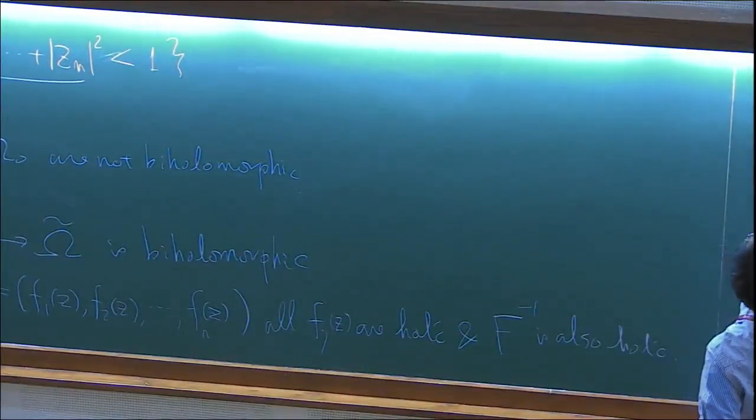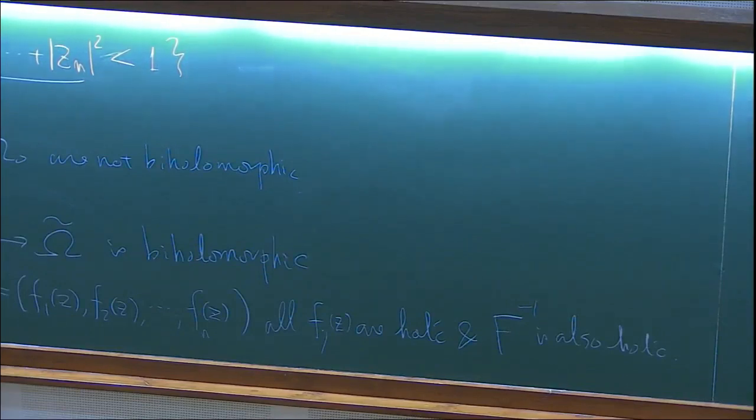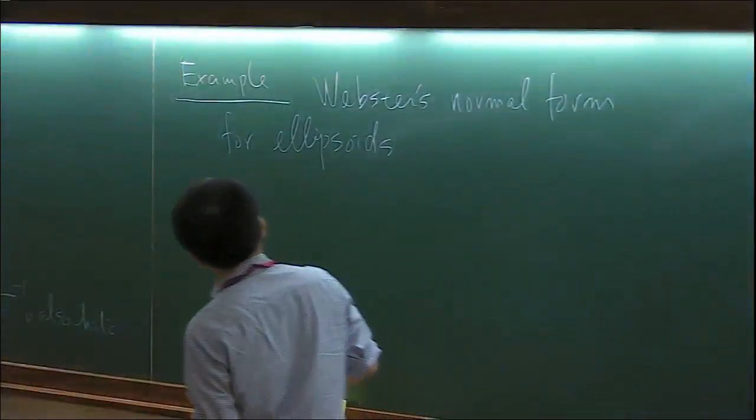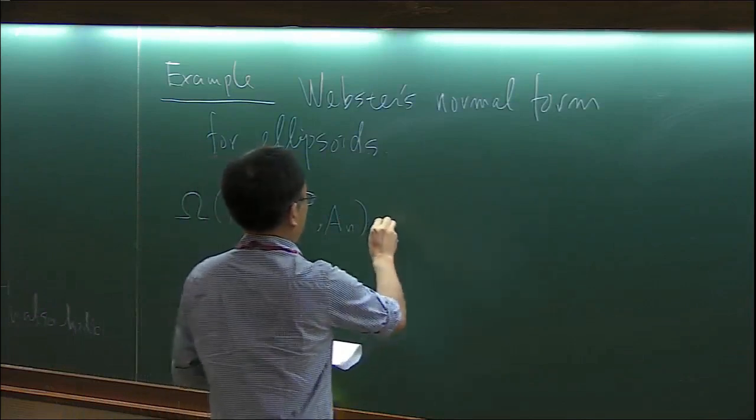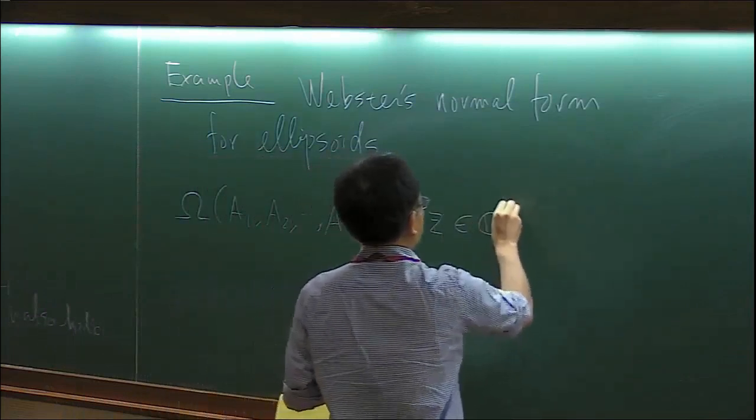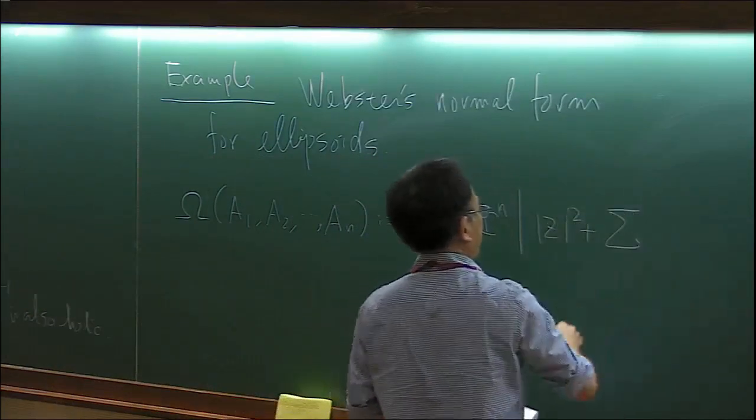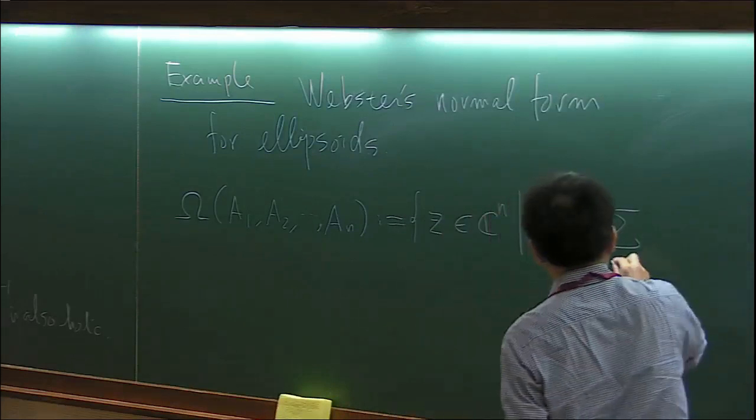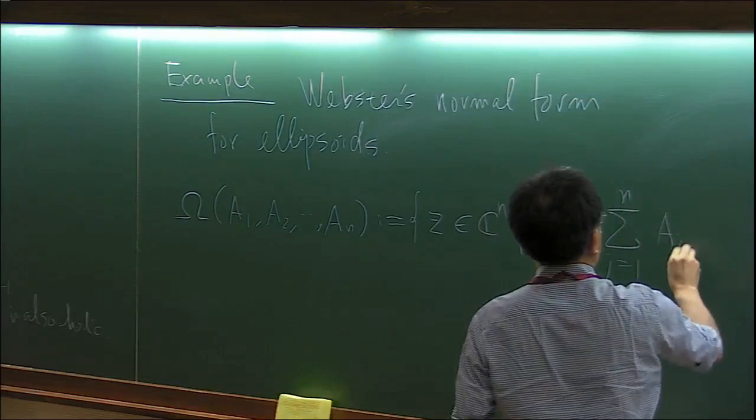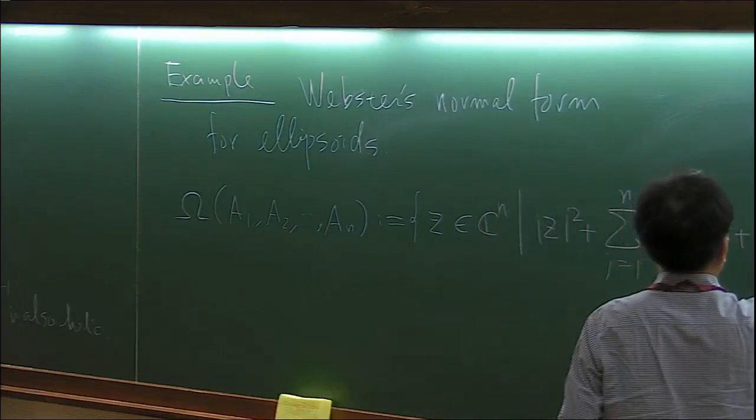Here's an example. This is due to Webster: a normal form for ellipsoids. Consider a domain with parameter a, given by the equation z in Cn, plus a little bit of small perturbation of the ball. This is the norm defined there. So I add the sum of a_j Re(z_j squared) to |z| squared.